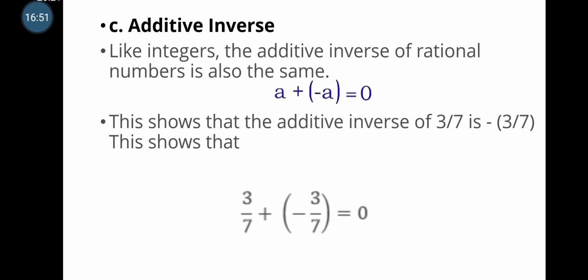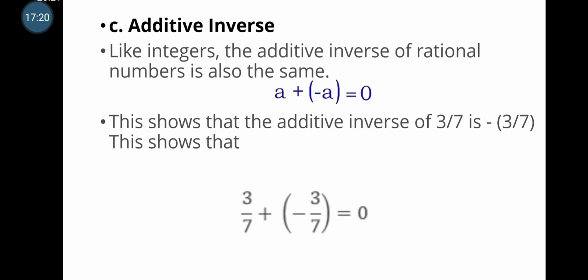So next is additive inverse. Like integers, the additive inverse of rational numbers is also the same. If you add a plus something and get 0, that something is minus a. So that is the additive inverse. In the same way for a rational number, if you have 3 by 7 and you add minus 3 by 7, it will be 0. So additive inverse will be like that only.